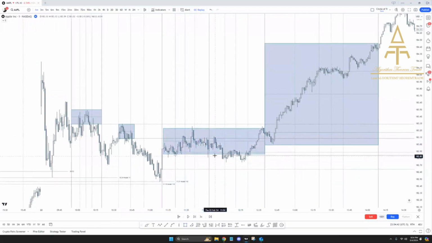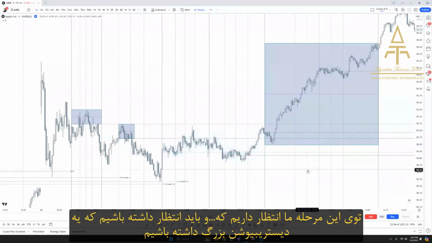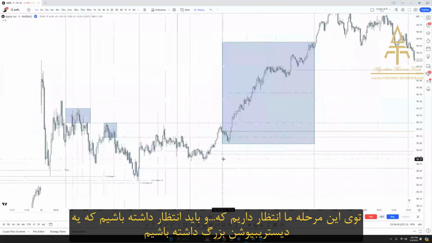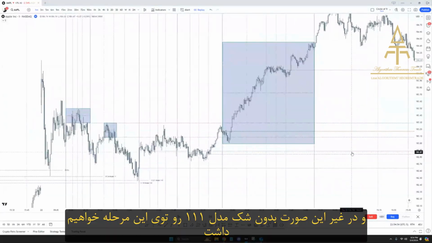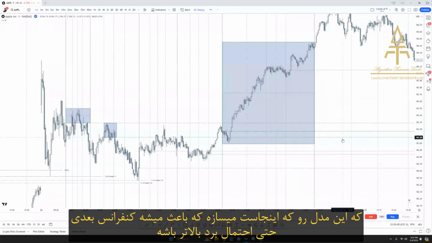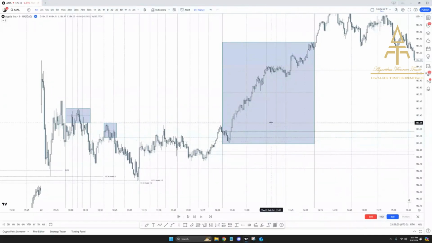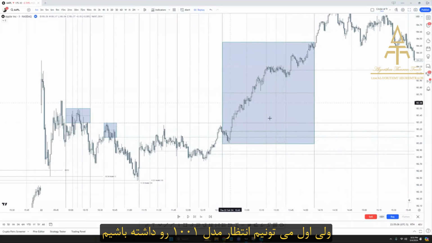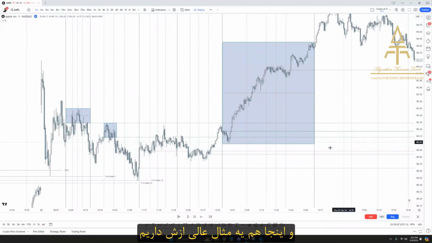Then we see Model 110 just be time distortion, right here. See that? At that point, we're then expecting, and we should expect, a large distribution here. And if not, then model 111 without a doubt at that point makes this model over here, which will be the next lecture, even more higher probability. But we can first expect model 1001, and this is a perfect example of it.